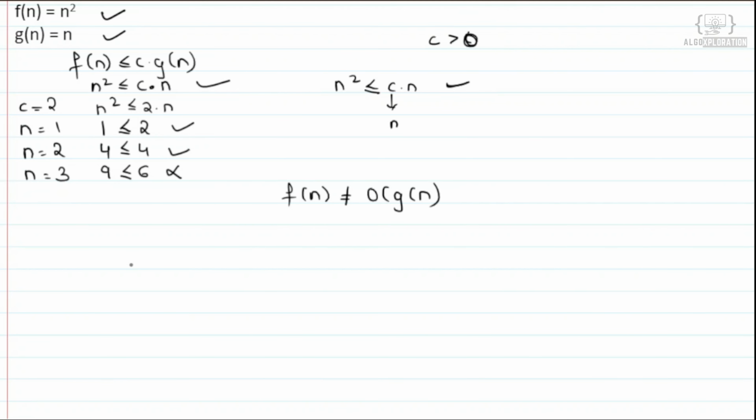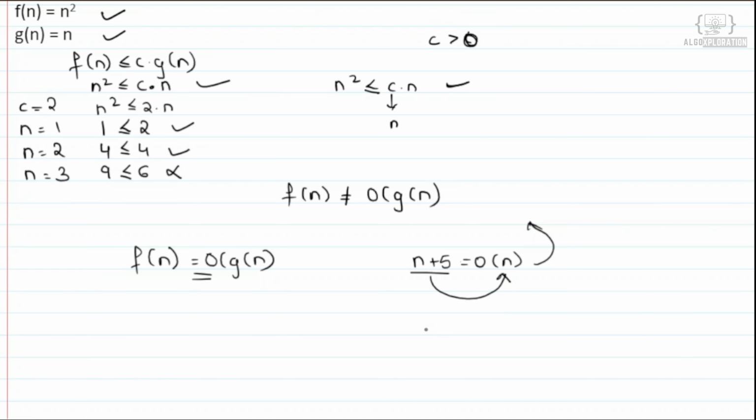So in this way we find whether f of n is a member of g of n or not. So if someone says n plus 5 is order of n, then with this method we can prove whether n plus 5 is a member of order of n or not. So in the next lecture we are going to learn omega notation. Thank you.